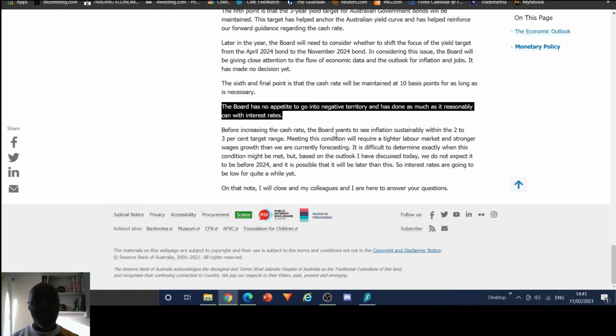What does that mean? What that means is they're just not looking at negative interest rates. So when we're looking at divergences between economies and central banks, this is one of the things that comes up. When you've got an economy that's looking at negative interest rates against an economy that isn't, there's an obvious divergence there. We'll come back to that later.